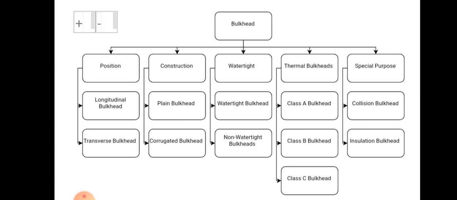Based on thermal properties, they are divided into class A bulkhead, class B bulkhead, and class C bulkhead. Special purpose bulkheads are known as collision bulkhead and insulation bulkhead. These are special types of bulkhead.